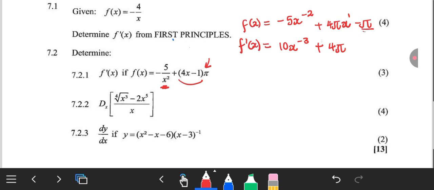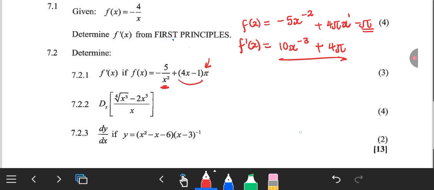Now, pi is a constant, and we know the derivative of a constant is 0. So now, this is our answer. We're going to leave it like this. Unless they state that you must leave your answer in positive exponents, you can leave it like this, or you can go according to what your teacher has advised you to do, right? So I'm going to leave it like this.